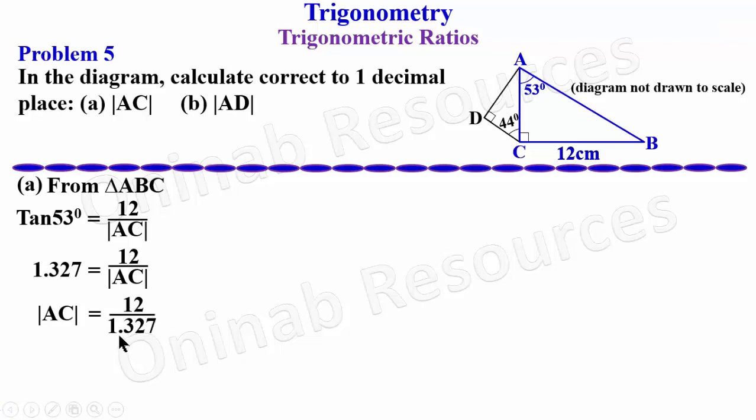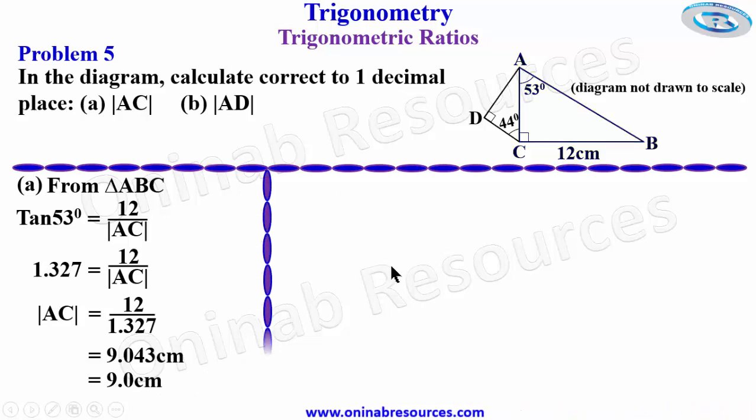Simplifying this from our calculator, we have 9.043 centimeters. We have to correct to one decimal place. The digit in the first decimal place is 0, since the 4 is not up to 5 to be rounded up. So we round down the 4. That gives our final answer as 9.0 centimeters to one decimal place.